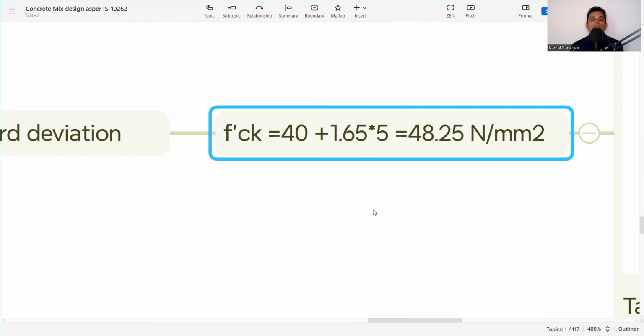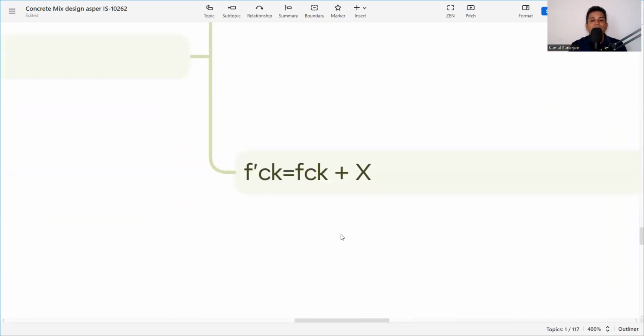Why is it required? Because whenever we are doing mix design, it is in the controlled environment in the laboratory. So that is why this factor is to be considered. That means whenever we are performing at the site, we will get 40 Newton as a minimum. If you design for 40 Newton, then we will get below 40 Newton, which is not acceptable. That is why the code mentions that your target mean strength should be different according to the grade and the standard deviation. So here is one criterion, and another criterion is fck plus X.